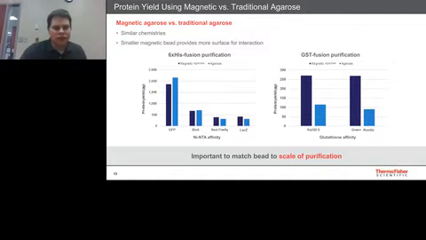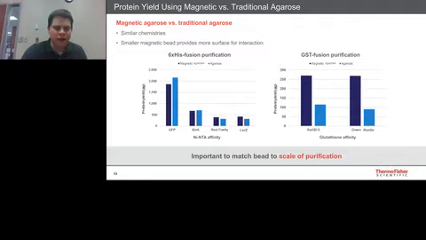Magnetic beads have traditionally been thought of as having lower binding capacity than traditional agarose. Magnetic agarose provides a similar functional ligand density as traditional agarose resins. Additionally, since magnetic agarose beads have a smaller diameter than traditional agarose resins, you get a higher cumulative binding surface, which is advantageous for smaller microliter resin volume scales.